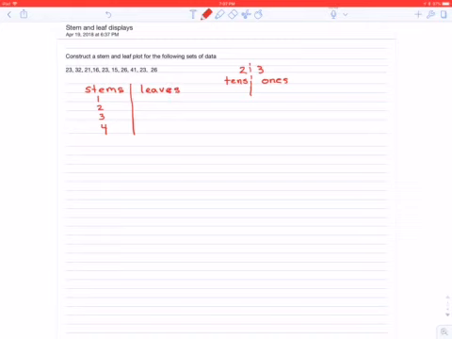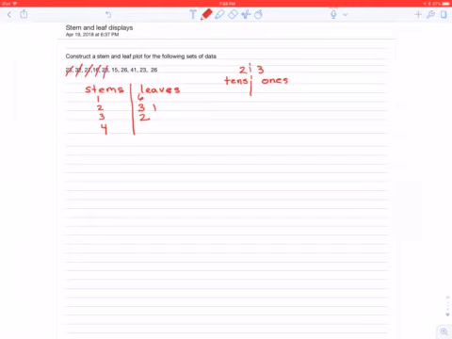So, for the value of 23, in the row of 20s, I'll just record the ones digit. I'll just record the 3. For 32, so in the row of 30s, I'll just record a 2. So 21, so in the 20s, I'll just put a 1. 16, in the 10s, I'll just put a 6.